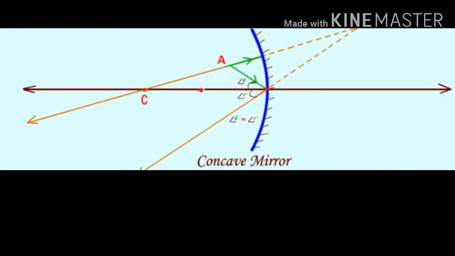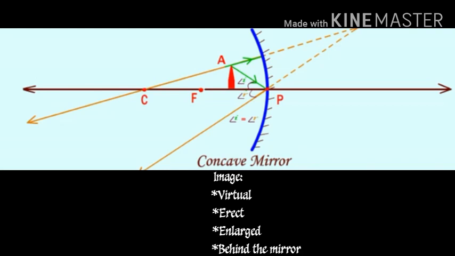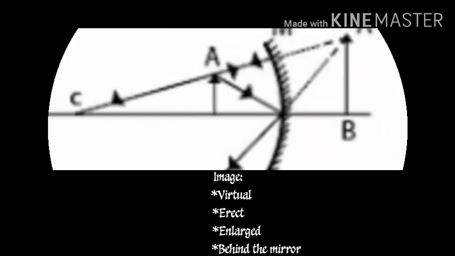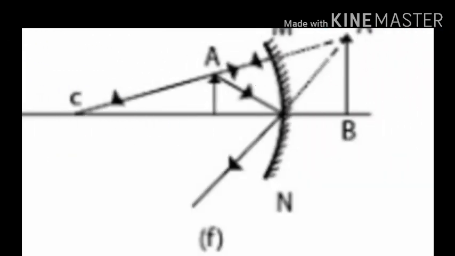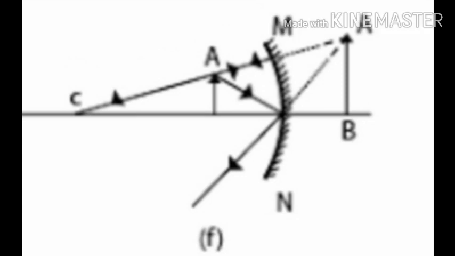Here the reflected light rays only seem to intersect at a point, so that should be a virtual image. When an object is placed between P and F of a concave mirror, it provides a virtual, erect and enlarged image behind the mirror. This is the only situation where the concave mirror provides a virtual image. Virtual images are always erect in nature.